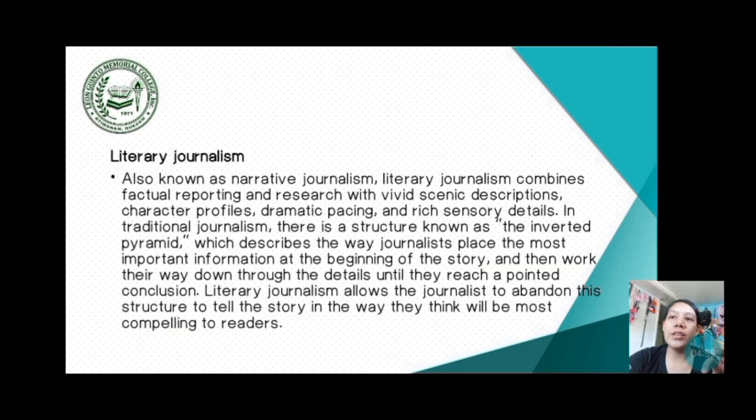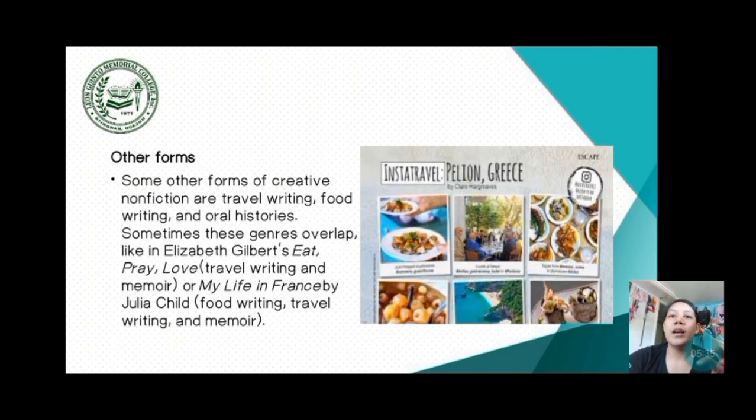Next one is the literary journalism, also known as narrative journalism. Literary journalism combines factual reporting and research with vivid scenic description, character profiles, dramatic pacing, and rich sensory details. So literary journalism is a type of writing that tells real stories like a novel using detailed descriptions and storytelling techniques. It allows the journalist to abandon these structures to tell the story in the way they think will be the most compelling to readers.